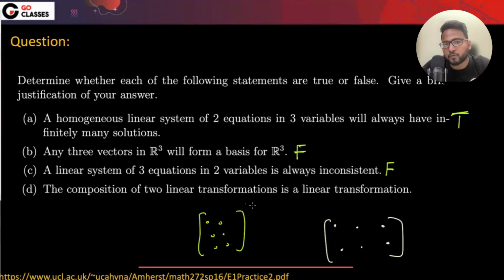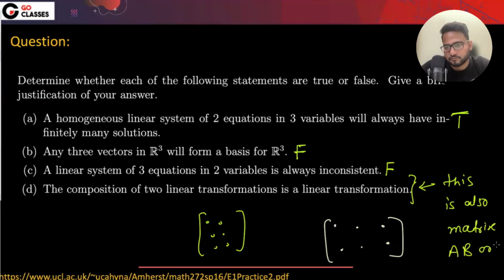The composition of two linear transformations is a linear transformation. Yes, right? It is just AB or BA, so this is also a matrix. So this is true.